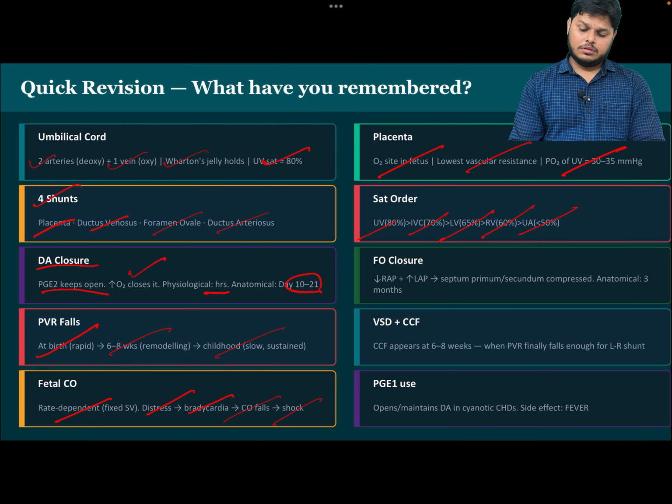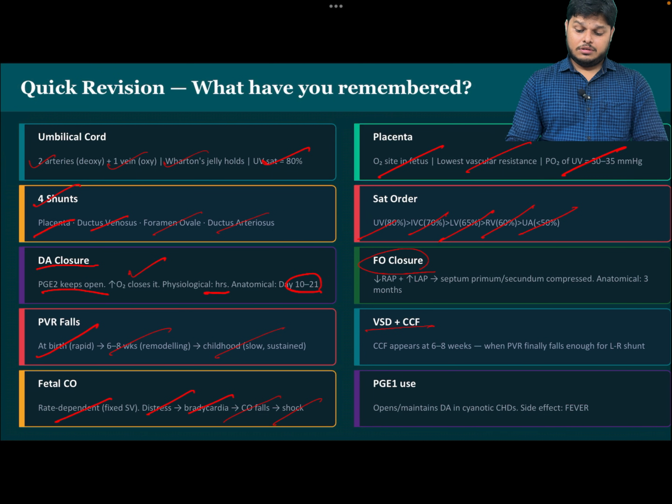This foramen ovale closure, I will tell you whenever I teach the anatomy of the heart. Now I intentionally did not say the foramen ovale closure. Wait for it.